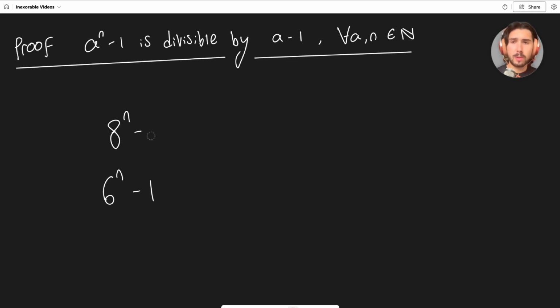And you can prove it by induction, but I'm going to show you guys a really nice quick proof that doesn't use induction. It just uses factorizing. So let's just go straight into it.